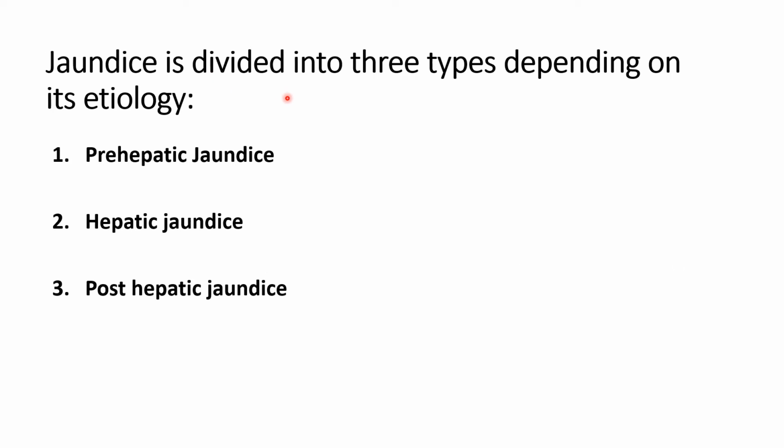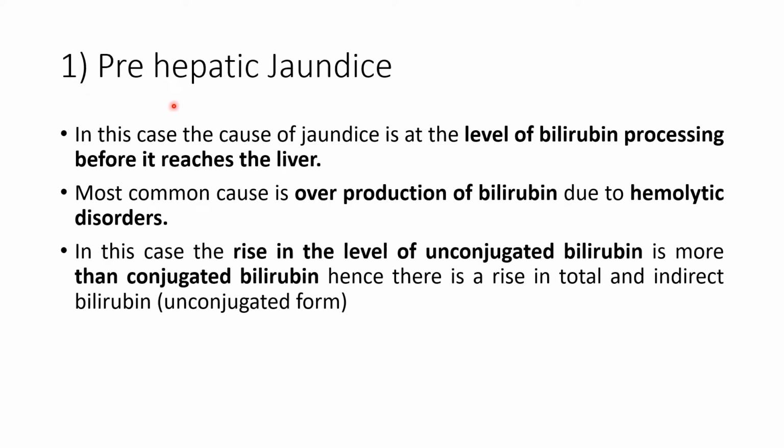Jaundice is divided into three types depending upon its etiology. We have prehepatic jaundice, hepatic jaundice and post-hepatic jaundice. Prehepatic jaundice. In this case, the cause of jaundice is at the level of bilirubin processing before it reaches the liver. And the most common cause is overproduction of bilirubin due to hemolytic disorders.